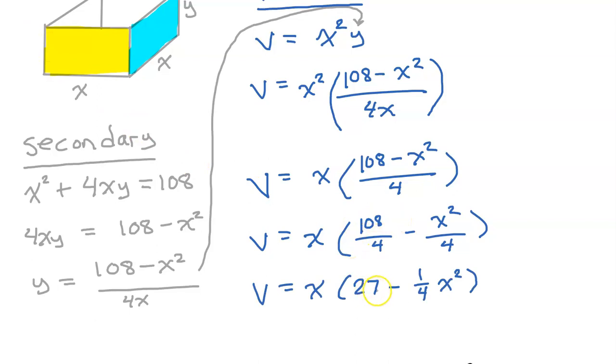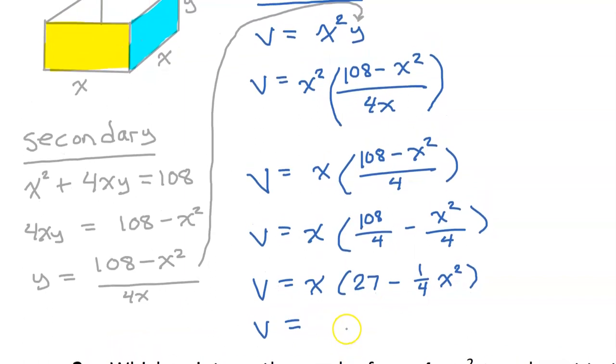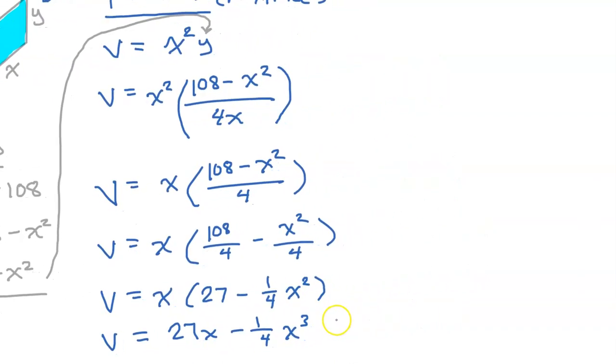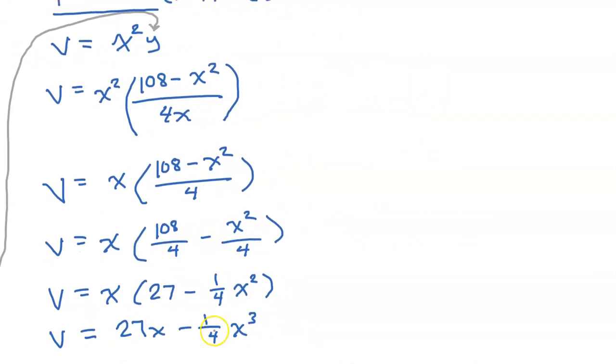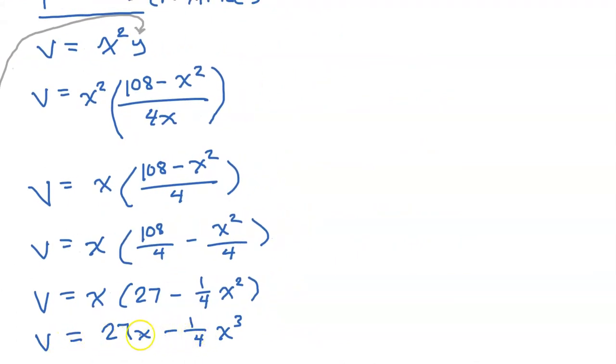108 divided by 4 is 27, and I went ahead and wrote x squared over 4 as 1/4 times x squared. So now I can do the distributive property with this x. So I'm going to get volume is equal to 27x minus 1/4 x cubed. So this is a simplified expression for volume that only has one variable in it. This is the expression that we need to maximize.